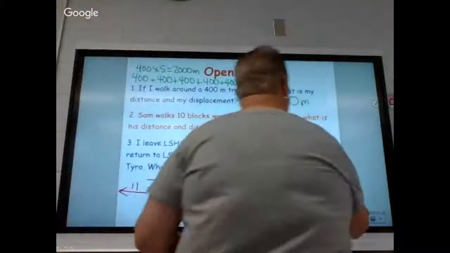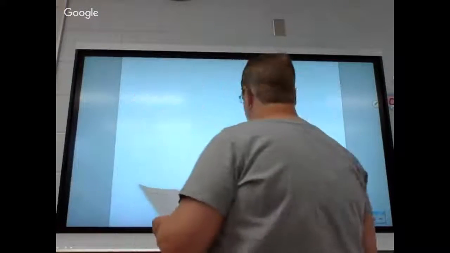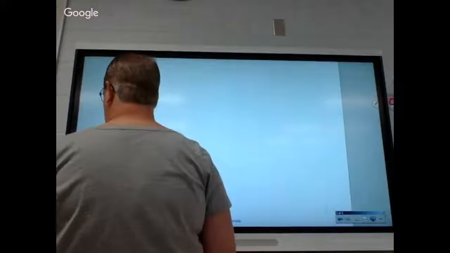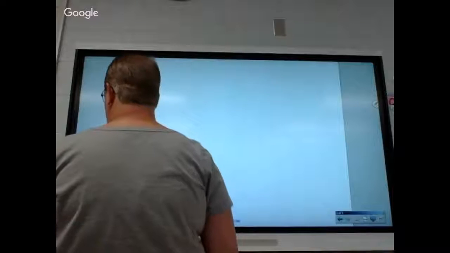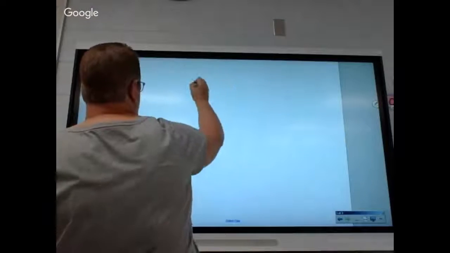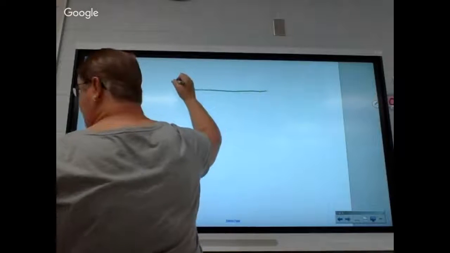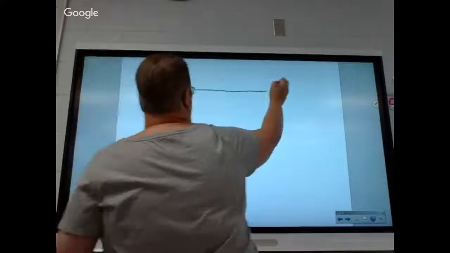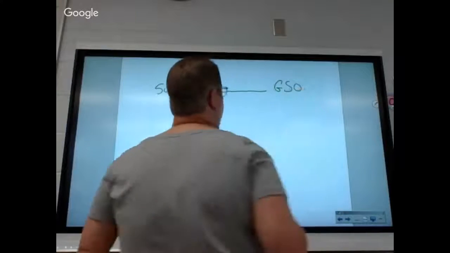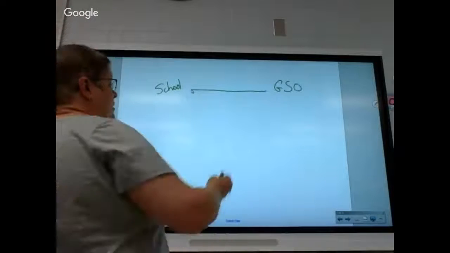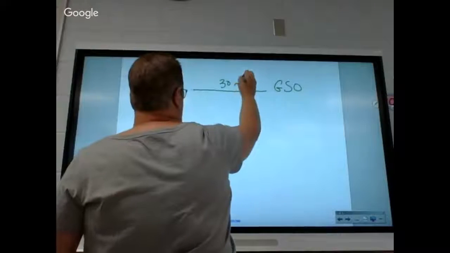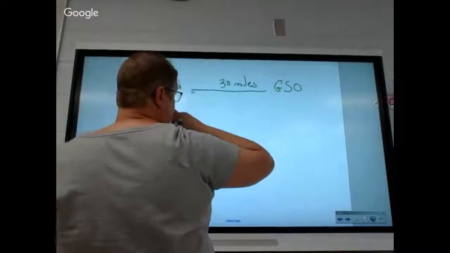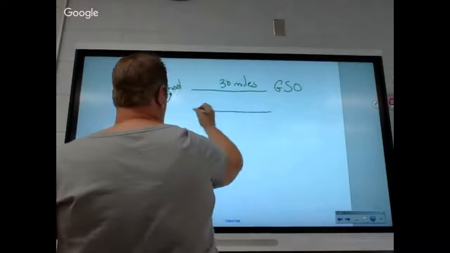All right, so it says in A that I drive 30 miles to Greensboro from school, and then return to school, and then I drive 13 miles. So I drive 30 miles. It says to Greensboro from school. So I got school, and I'm going to write GSO because that's the symbol for Greensboro at the airport. It says 30 miles in the question. And then it says I return to the school. So how many miles am I going to drive if I return to the school? 30. I'm going to drive 30 miles back.